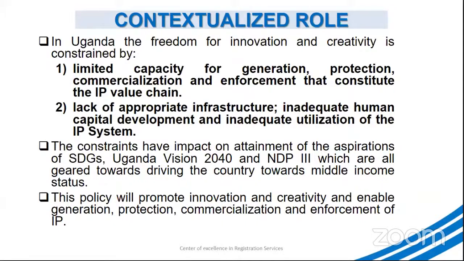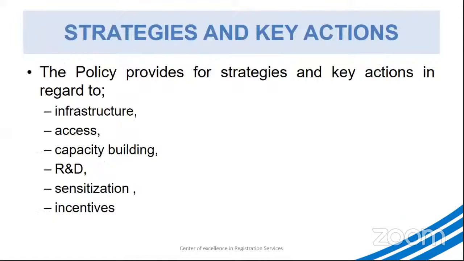And for us to attain or to address these constraints, we need to embrace the aspirations of the Sustainable Development Goals, the Uganda Vision 2040, the NDP3, that are all well aligned. And this intellectual property policy is aligned to all these key policy interventions that will promote the innovativeness of this country. What are the strategies and key actions?